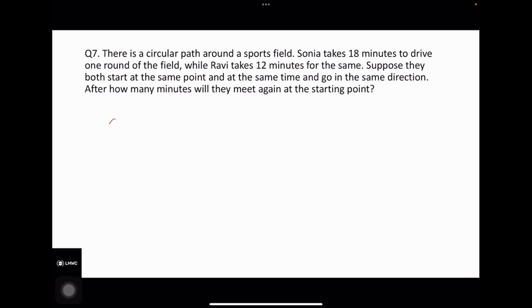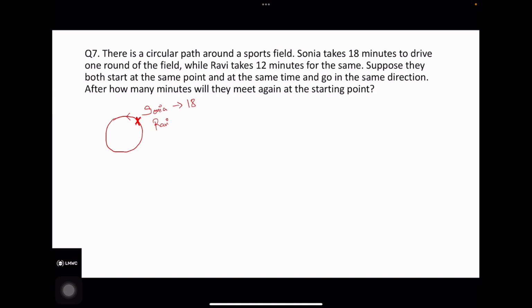So you are given a circular path, all right, and there are two persons. The first person is Sonia and the second person is Ravi. These two persons are standing exactly at the same point in that circular field, and they are going to take some rounds on that field. They start at the same point and move in the same direction. But the only difference is Sonia is going to take a little more time than Ravi, so her speed is a little bit less than Ravi's.